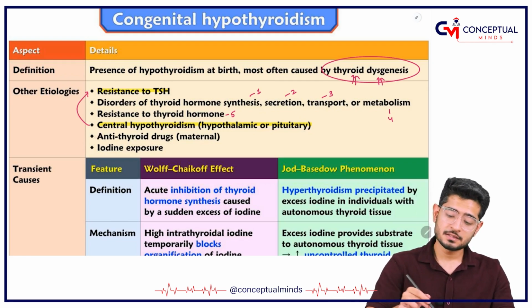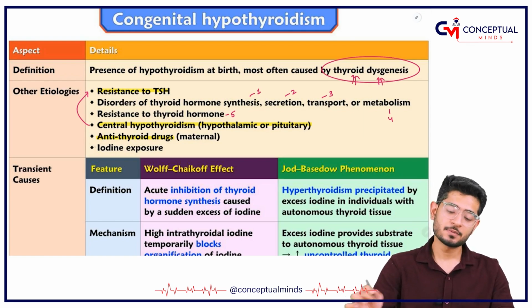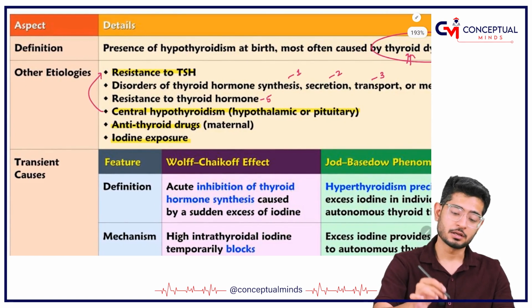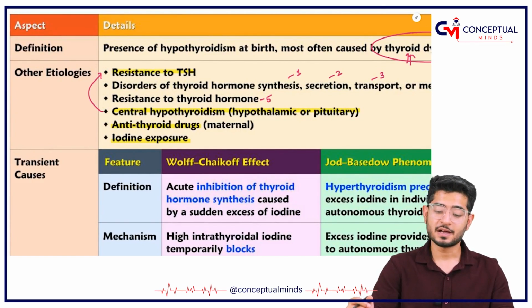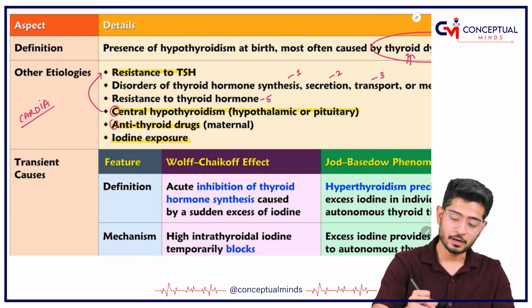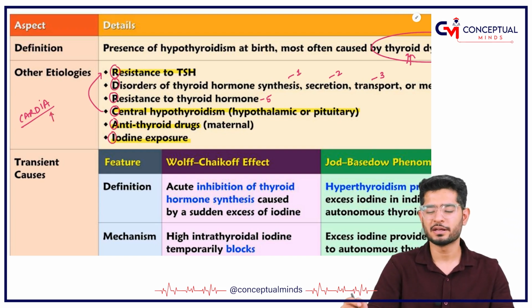For example, if the mother is taking some anti-thyroid drugs, this is also a cause of decreased thyroid production, right? And the last but not the least is the iodine exposure. I'll come on to iodine exposure, but I just want you to understand this very well, that the causes can be remembered with a mnemonic CARDIA. C for central, A for antithyroid, R for resistance, D for disorders, I for iodine, and of course A for antithyroid drugs.